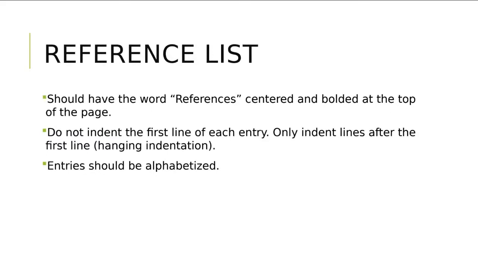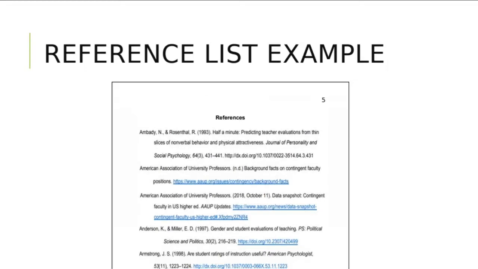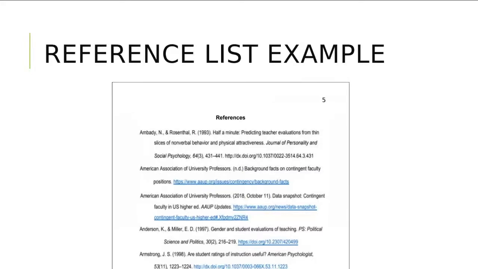I highly recommend, if you're not familiar with that, to Google how to do a hanging indent on Word. You can go on YouTube, they'll share their screen and show you how to do it mechanically. Entries should be alphabetized, and I didn't mention this in MLA, I always forget, but alphabetical order. So this is an example of a reference list. You see how it's in alphabetical order, and how we have the name, the year, and so on and so forth.